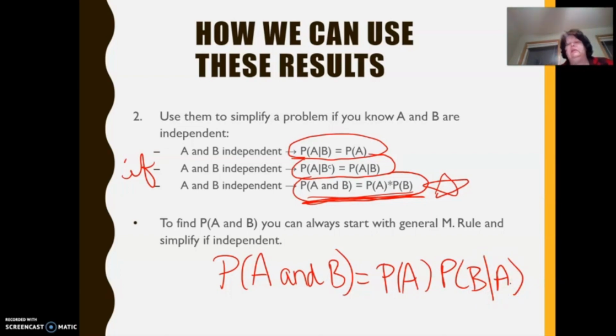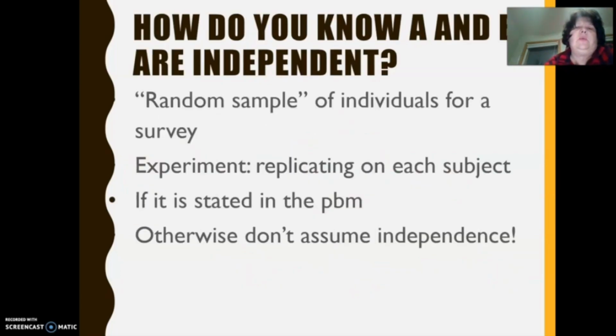And if they're independent, then it becomes this starred result. Okay, so it's important to have a list of those around so that you can use it when you're dealing with problems that involve independence. So how do you know they're independent? It'll either say in the problem, or you'll have a random sample. Otherwise, don't assume it's independence.